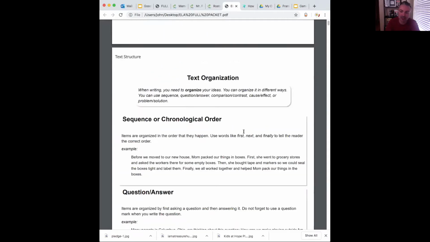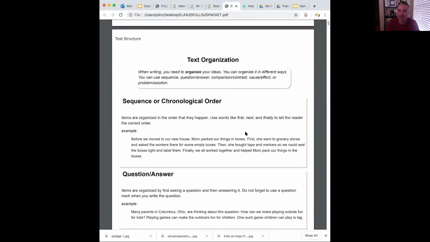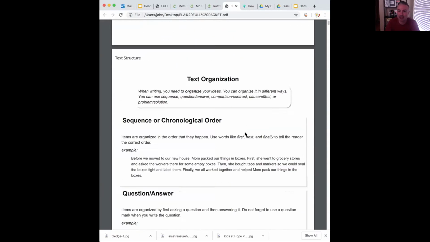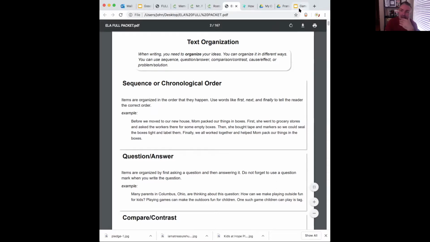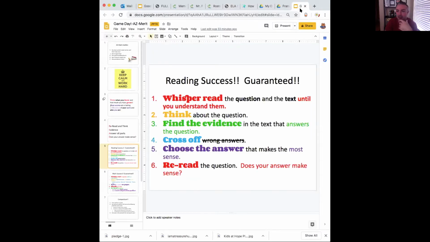If we were to take a look at this packet, it talks about text organization, right? It talks about the way the text is organized. We've talked about that before. Now, before we get into that, let's talk about the stuff that we always talk about, which is reading: how we're going to be successful when reading, what we do for reading.